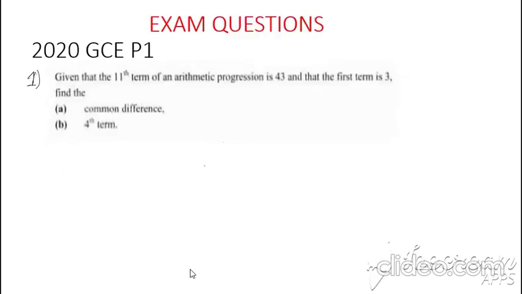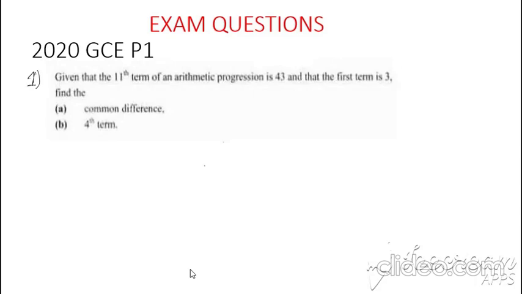Okay, now let's solve some examination questions. So there are about 3 examination questions here. I'll start with this question from the 2020 GCE paper 1. So the question is saying, given that the 11th term of the arithmetic progression is 11, and that the first term is 3, find the common difference.